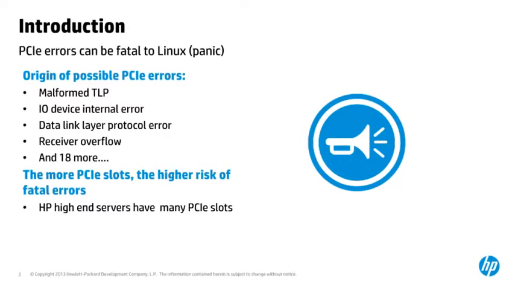Most of the computers today use the PCI Express standard for connecting extension cards. It's based on a serial bus architecture, and errors happening in this subsystem can potentially propagate to other components, resulting in a crash of the entire server. The list of possible PCIe errors is important, and the risk that a fatal error occurs increases with the number of PCIe slots in the server.